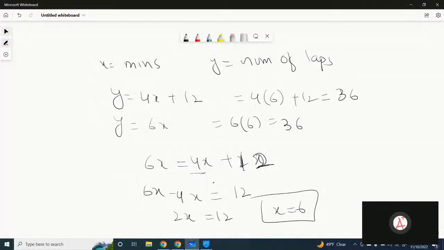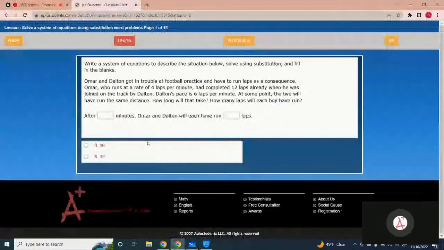Got it? That means when time is 6 minutes, both of them have the same laps, that are 36. Got it? So just select the correct option, it is 6 and 36, and click on the OK button.